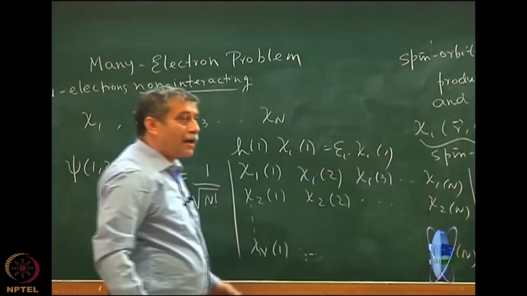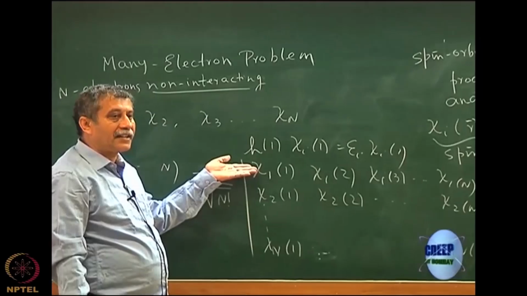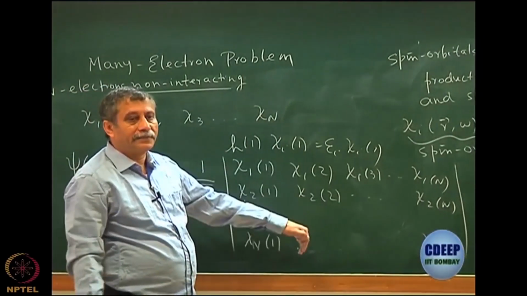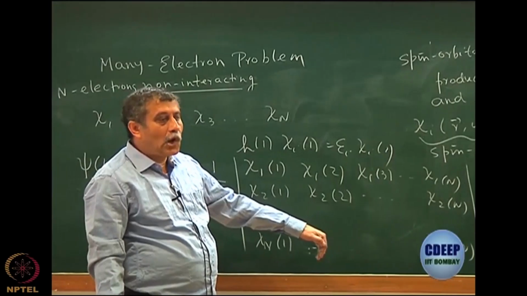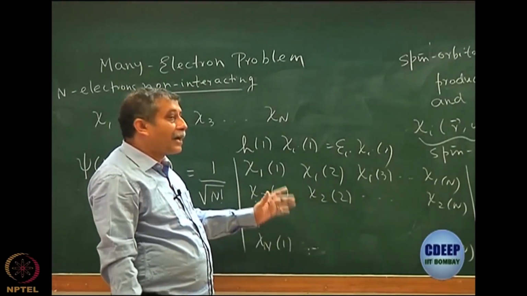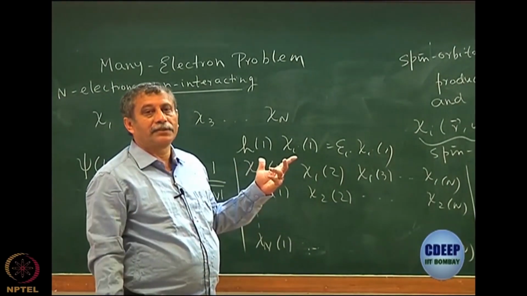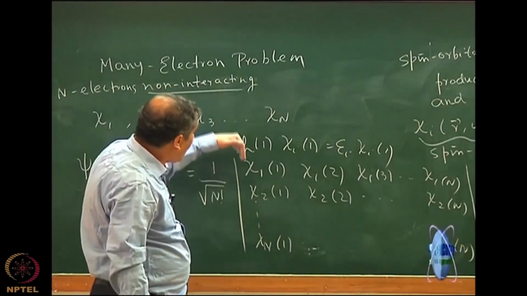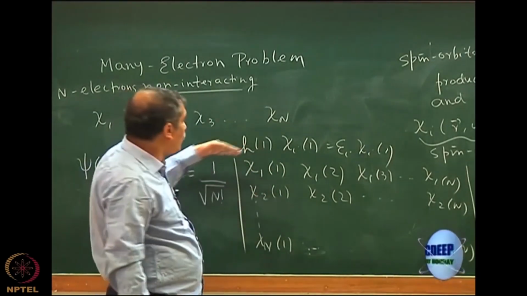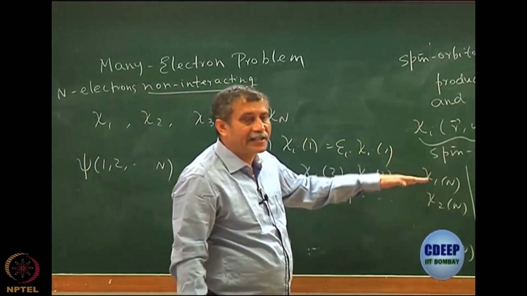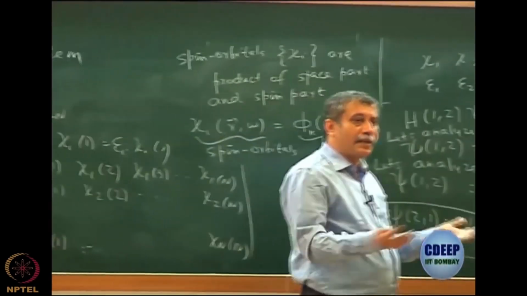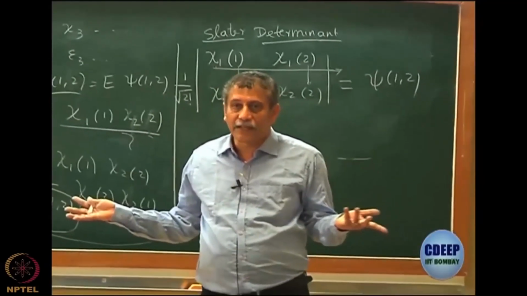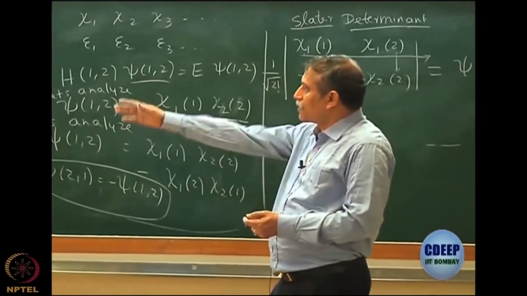So this has the hallmark that each row is characterized by one spin orbital, and each column is characterized by coordinates. Note again, while I said this, you can trivially interchange the rows and the columns. For example, you can say that one column will have chi1, and one row will have one coordinate. It doesn't matter. Many textbooks may write it like that. You follow one particular convention. Okay, so we will follow this convention.